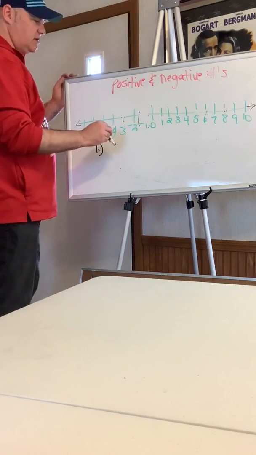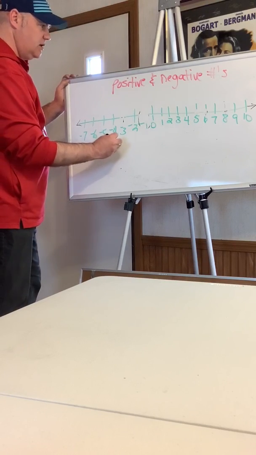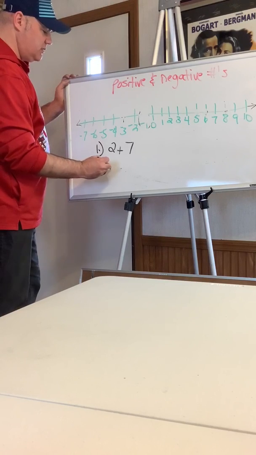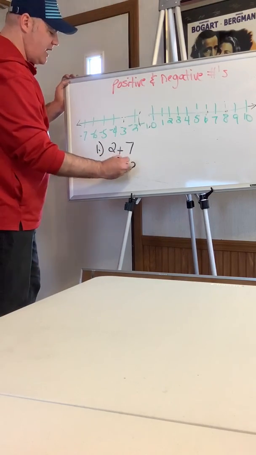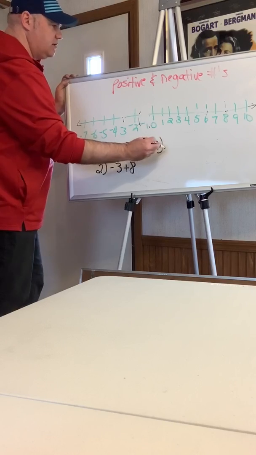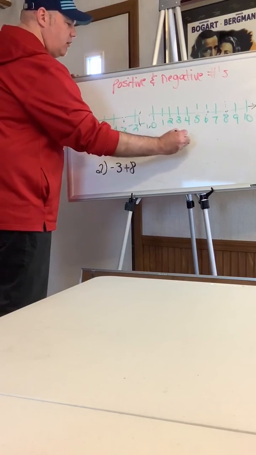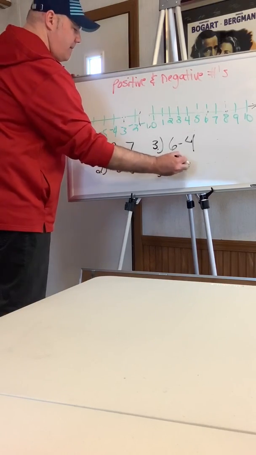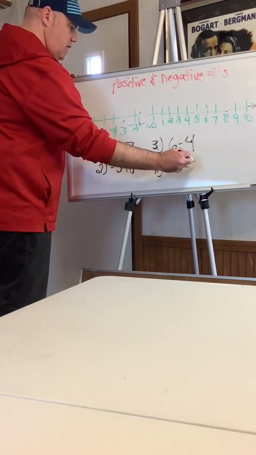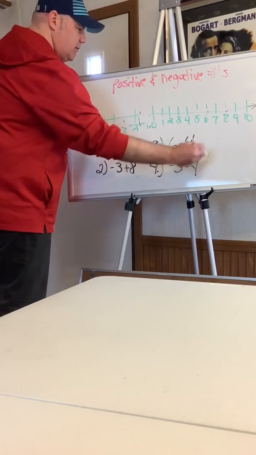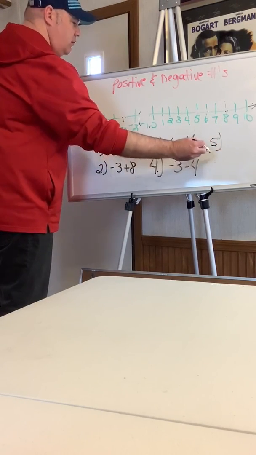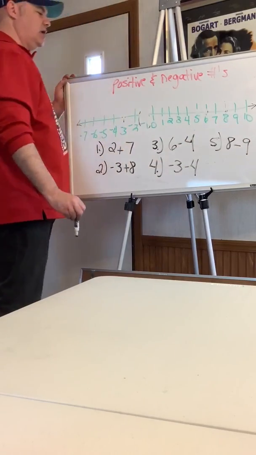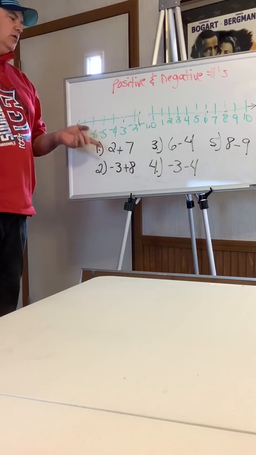So basically, let's put these up there. 2 plus 7. Okay, let's do -3 plus 8. Let's do 6 minus 4. And let's do -3 minus 4. And let me do one more, a little tricky here. Let's do 8 minus 9. Okay, try that one.